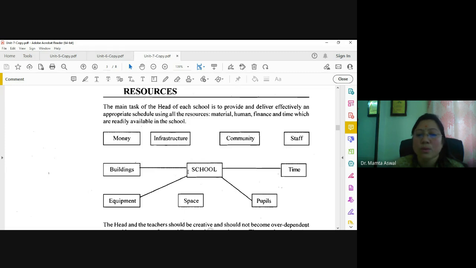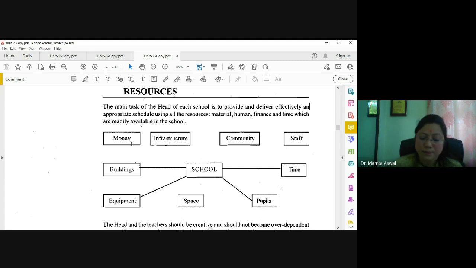So in the context of school, the buildings, the equipment, the space, the pupils, and the time are very important. They must be available in order to have a better teaching-learning environment, or effective teaching-learning. With that, the finances are very important.